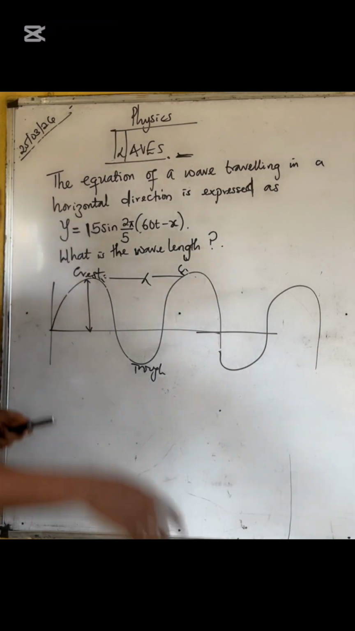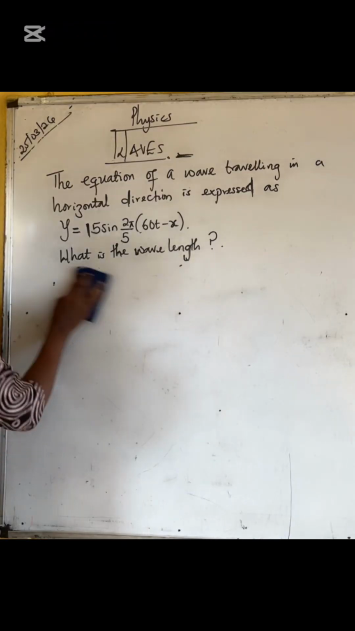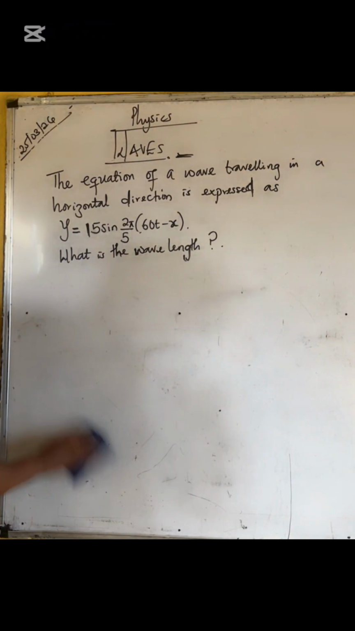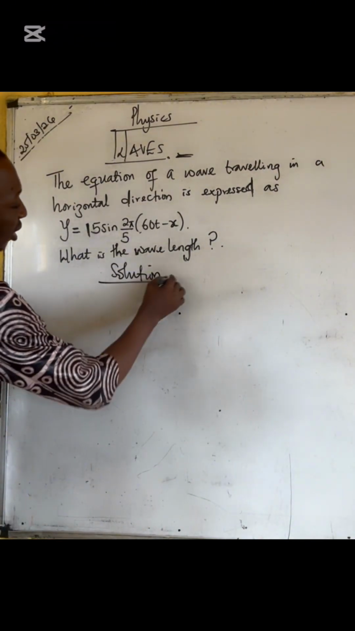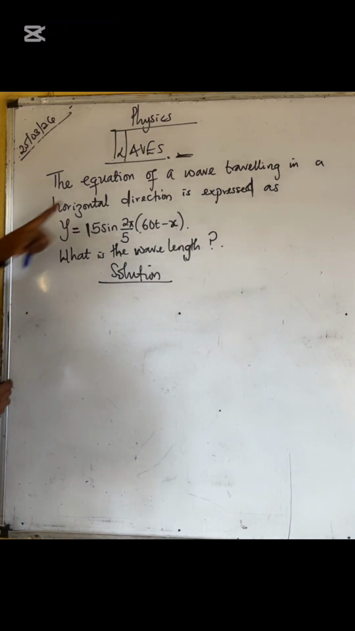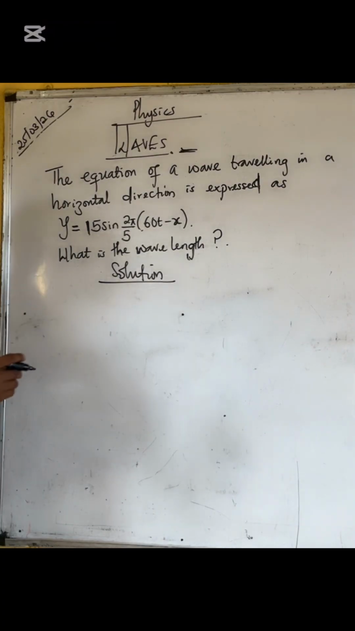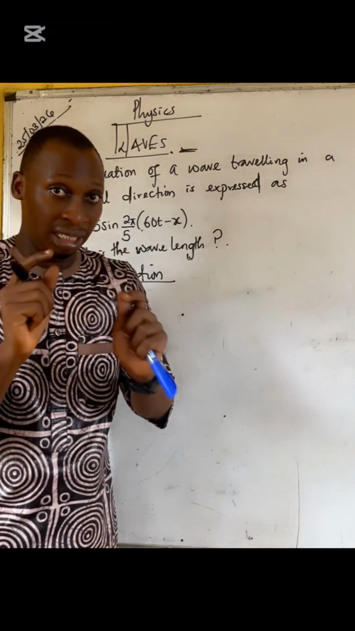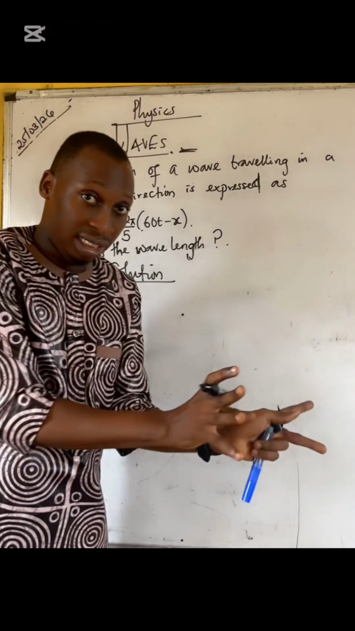Now I'm going back to that very question. The question is to find the wavelength. In the course of finding the wavelength, what are the things I need to do? Take note, for a progressive or traveling wave, there is a certain equation. Anytime a wave is traveling away from its source, two things are possible: either it travels in the positive direction or in the negative direction.